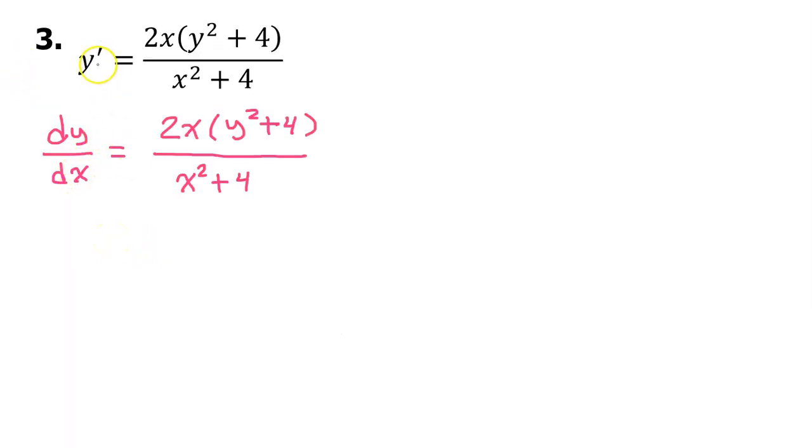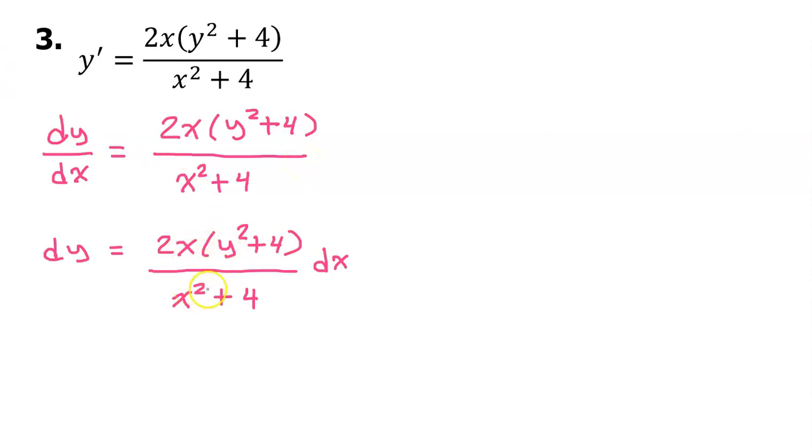Let's start by rewriting y prime as dy/dx. This is a separable differential equation. So the game is, let's get all of the y's on the left and all of the x's on the right. I notice that most of the x's are already on the right-hand side. We just need to get dx over here to the right. And we can easily do that by multiplying both sides by dx.